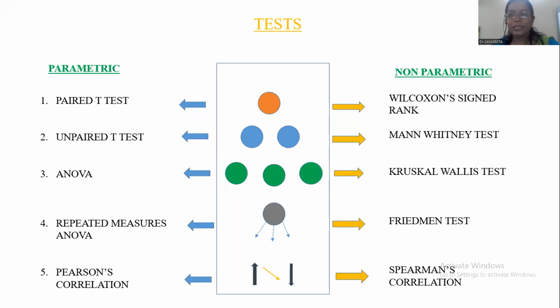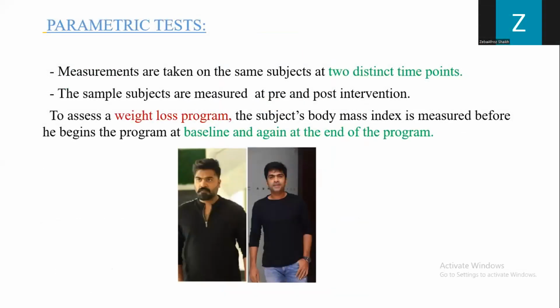I request you all to just take a screenshot and keep this test with you all, because I'll be asking you all to tell me which test to apply when I'm using the G Power software, right? So this is a parametric test that we want to apply.